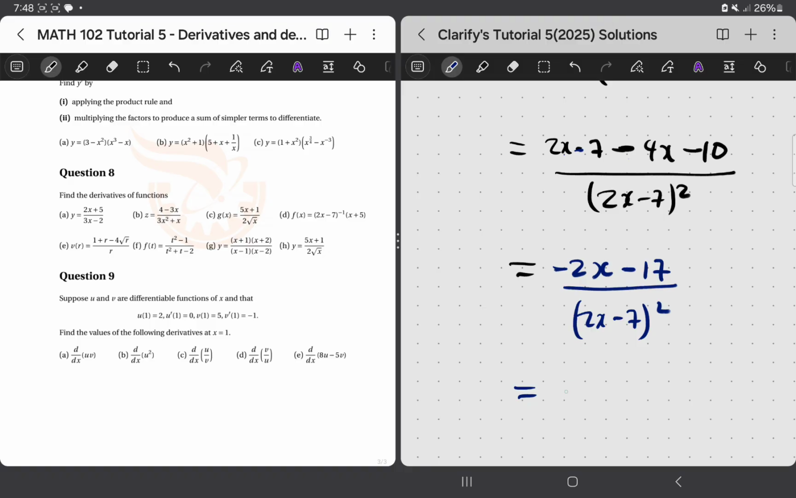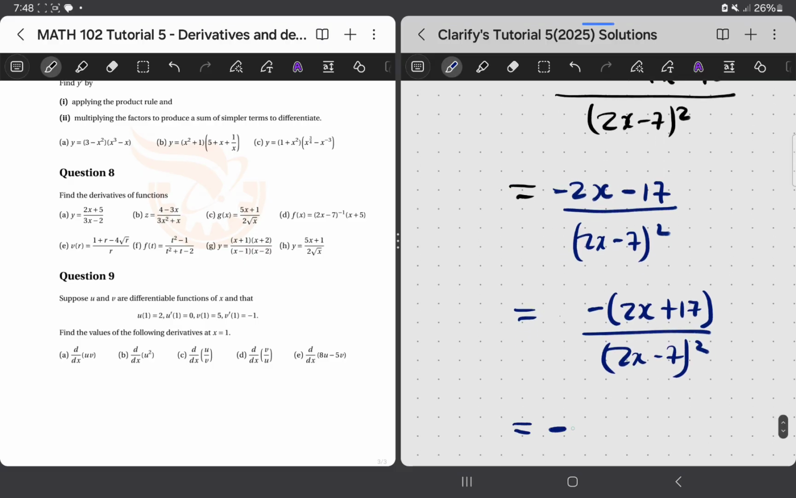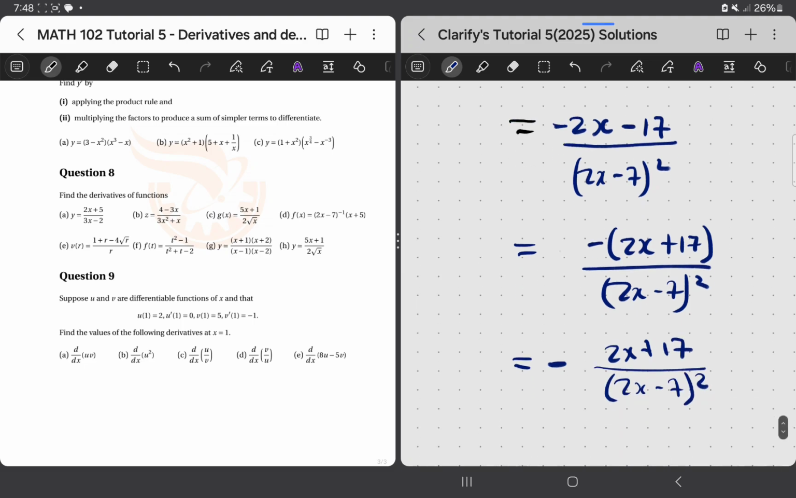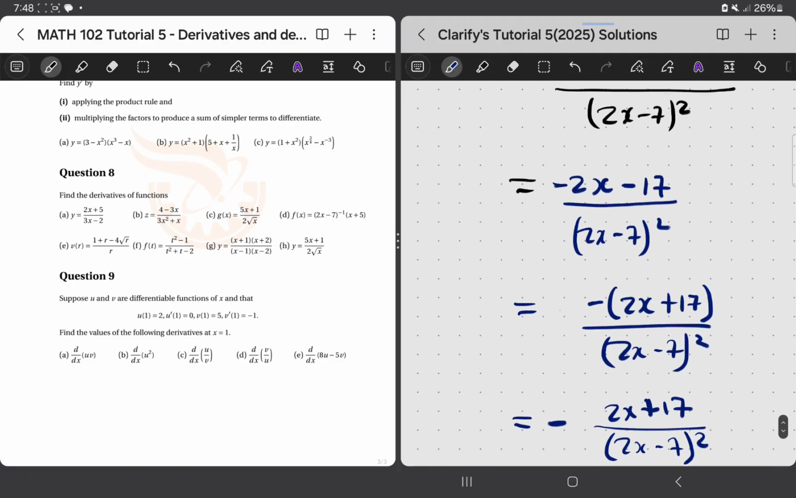Or you could bring the negative outside, and you would have positive 2x plus 17 over (2x minus 7) squared. Then you put the negative outside of the fraction: negative of (2x plus 17) over (2x minus 7) squared. This is going to be your final solution. If you bring out the negative, it just comes out from the top, and you can drop it on the side here. Even if it was in the denominator, you can drop it on the side. This is what happens, and this is your final solution, and you'd be done.